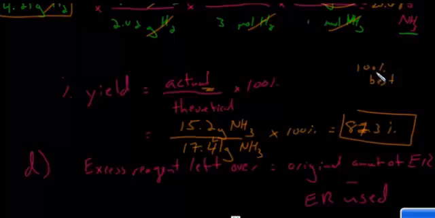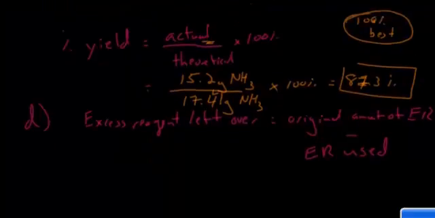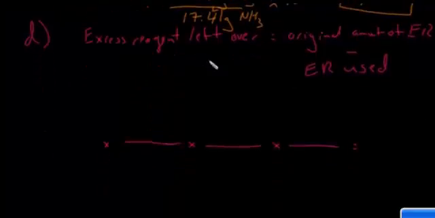Oftentimes, you get a reported higher amount of product than you should have, because the product you have is very wet. In the lab, you haven't dried off all the water, and so the mass is too high. What is the not so good yield? 0 to 5%. And a negative yield is impossible. You can't have a negative amount of product. Okay, so the best yield you can get is 100%. 87.3% is not bad.